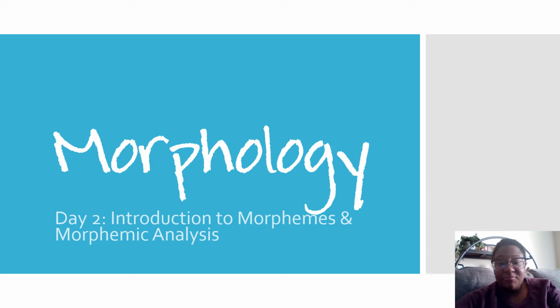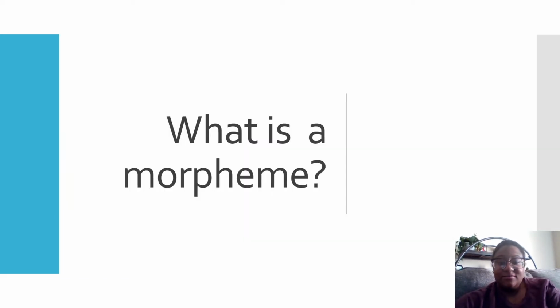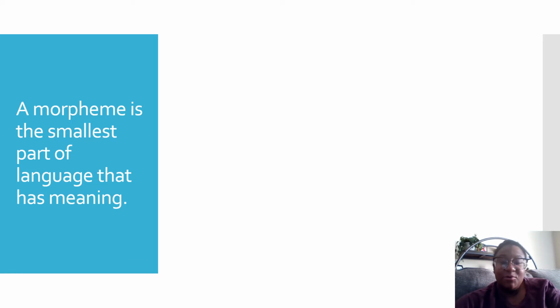Today we're going to talk about morphemes and what that is, and begin our morpheme analysis with some Anglo-Saxon base words. So the first thing we have to understand when we're talking about morphology is a morpheme. Morphemes are the smallest part of a language that has meaning. So remember, morpheme equals meaning. Not all morphemes are whole words. A lot of the Anglo-Saxon morphemes are whole words, but not all morphemes are.